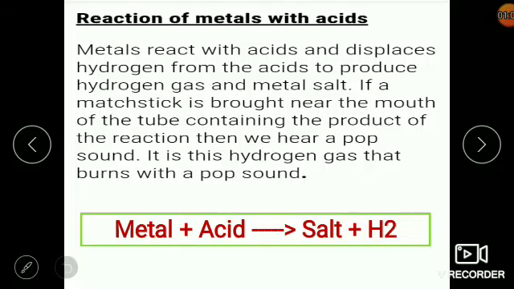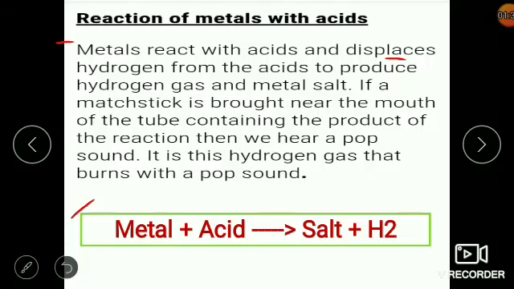So the first reaction goes as reaction of metals with acid. Now when metal reacts with acid, what do they form? The metallic salt and hydrogen gas, right? So when metal reacts with acid, a reactive metal displaces hydrogen from the acid.